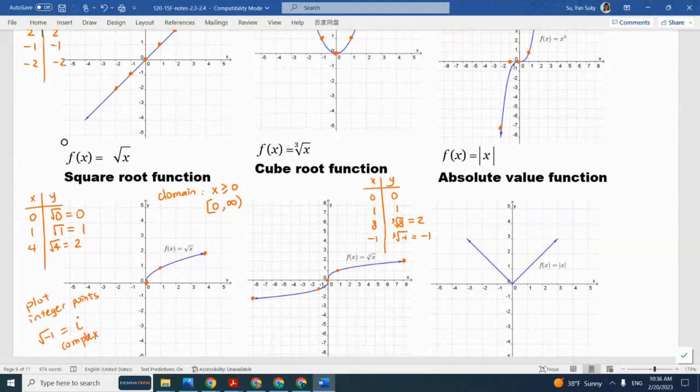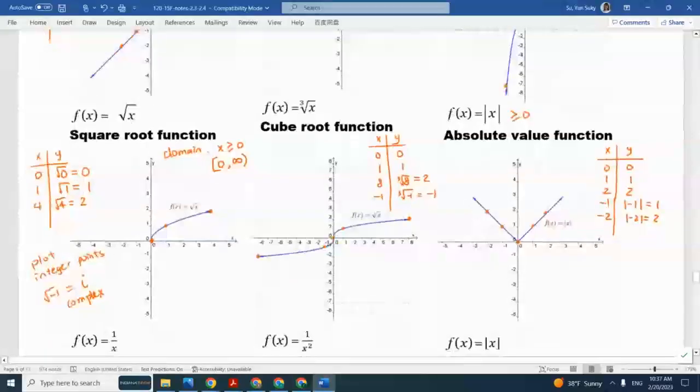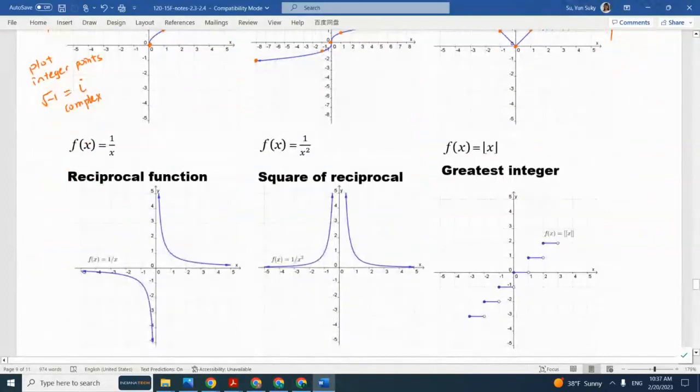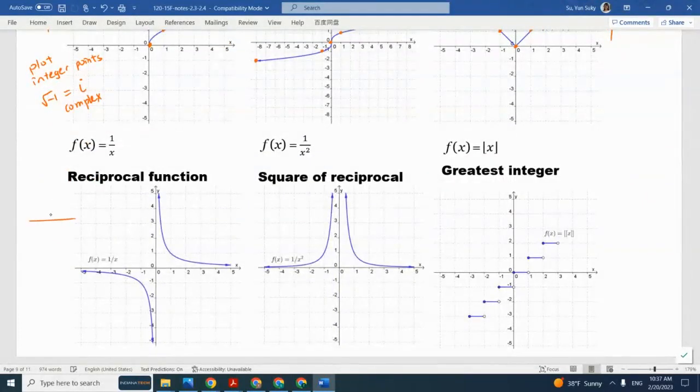Absolute value. Well, we know absolute value is always greater than or equal to 0, right? So that's why you plug in 0. Absolute value of 0 is 0. You plug in 1. Absolute value of 1 is 1. You plug in 2, it is 2. But what's the absolute value of -1? 1. What's the absolute value of -2? 2. Therefore, we get a V shape. Okay? Right. So this is the absolute value function. And reciprocal. Okay. So x and y.